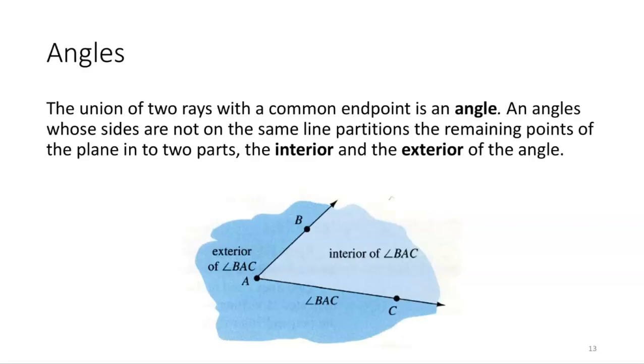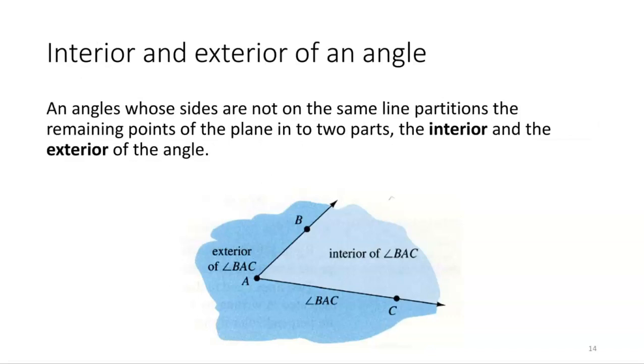Angles are unions of two rays with a common endpoint. An angle whose sides are not on the same line partitions the remaining points of the plane into two parts. So there's the interior, which is the smaller part of the angle, and the exterior, which is the larger part.